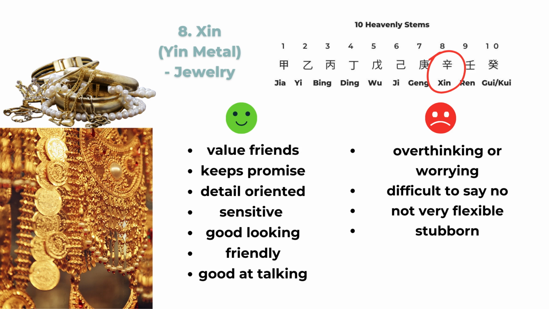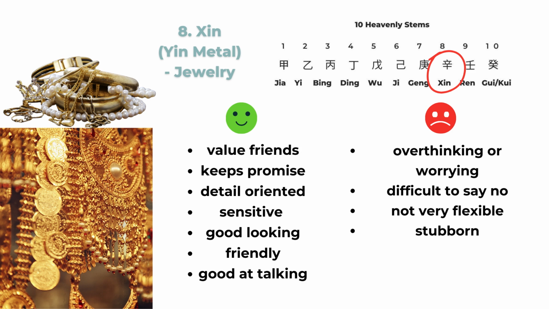The number 8 is the Xin, that's the yin metal, and the image is jewelry, including gold or other type of metal. And the same as the Geng type, both metal types value friends and keep promises. And the Xin type is more detail-oriented and more sensitive. Because the image is jewelry, you pay attention to your appearance, and you are usually very good looking. You are also friendly, and you are good at talking to other people.